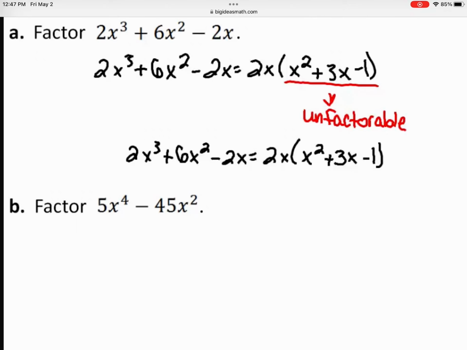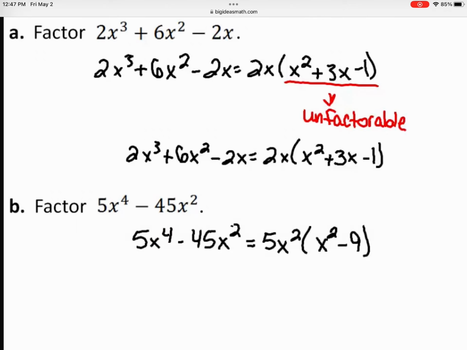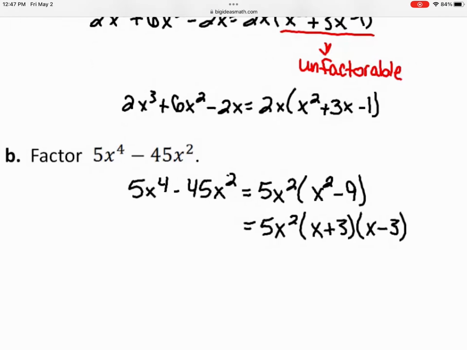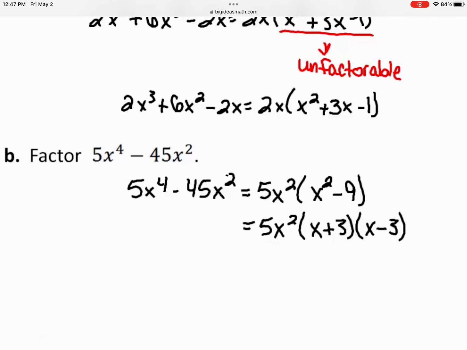So begin by factoring 5x squared out of each term, giving you 5x squared times the quantity x squared minus 9. X squared minus 9 is a difference of two squares and factors as the quantity x plus 3 times the quantity x minus 3.